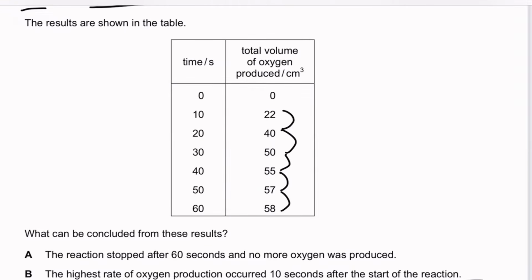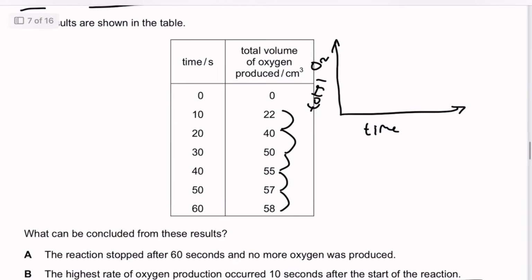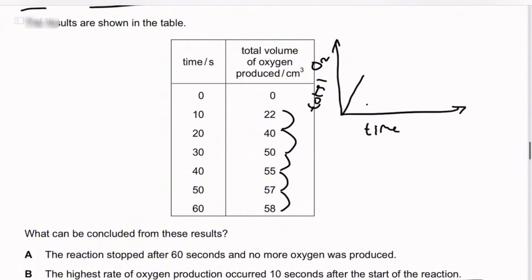Okay, let's draw the graph of the rate against substrate concentration, or let's do time. So this is total oxygen, and this is the time. So the graph is plotted out in front of us. At first it was 0, then it was 22 at 10, then it became 40 at 20, and then it slowly started to increase, but not at this rate, and then we've reached a plateau, around 57, 58.